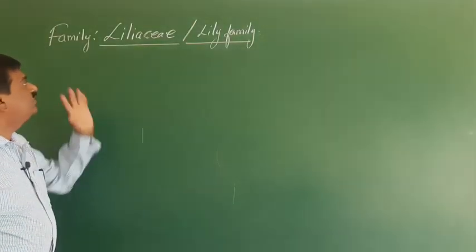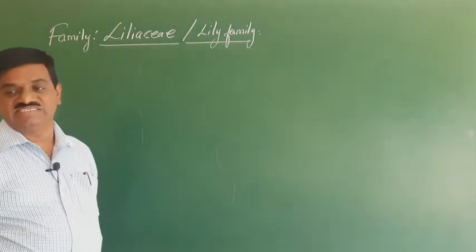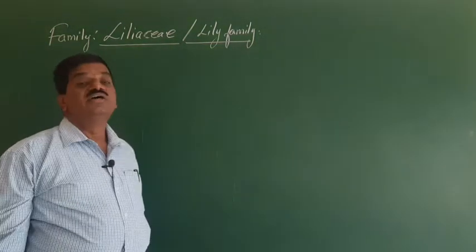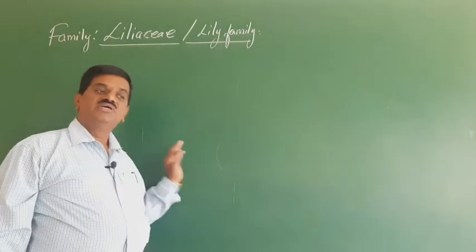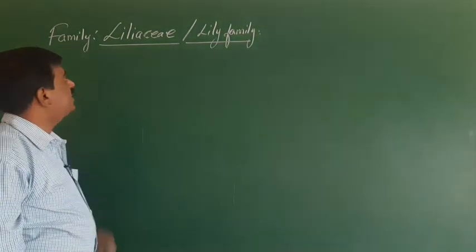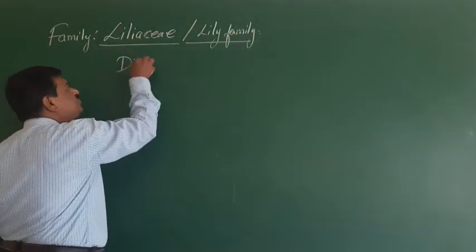So we'll start with the next family, family Liliaceae. It is commonly called the lily family. Even onion comes under this family. So we are starting with the characters. The first one is distribution.